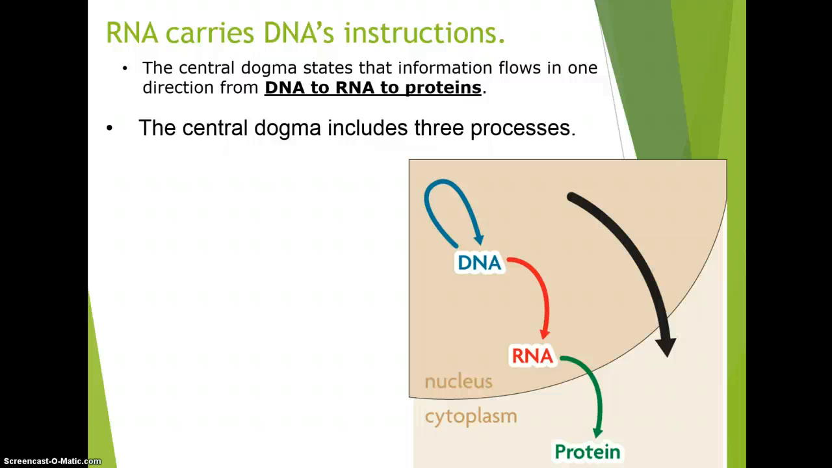RNA is what carries the DNA instructions. The central dogma is a central, accepted idea by the majority of scientists. It states that information flows in one direction, from DNA to RNA to proteins, meaning that it's always going to go in that order. Always DNA, RNA, proteins.